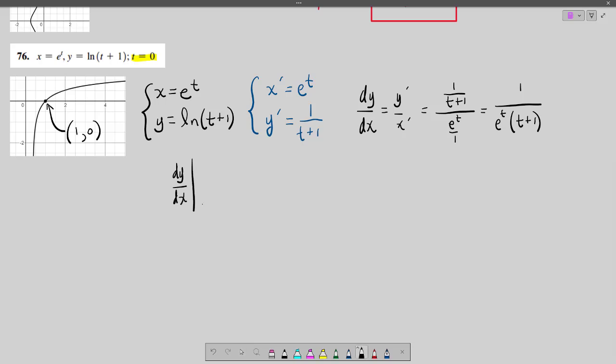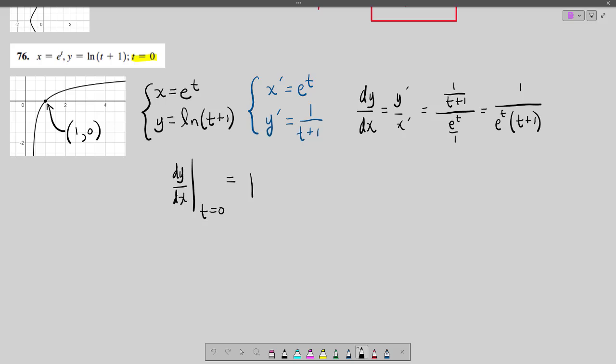dy dx when t is 0 will be 1. Natural log of 2. Say that again. Oh, sorry, natural log of 1, which is 0. Oh, no natural logs. The ordered pair is at 1 comma 0. Right. Yes, I know what you're saying now.